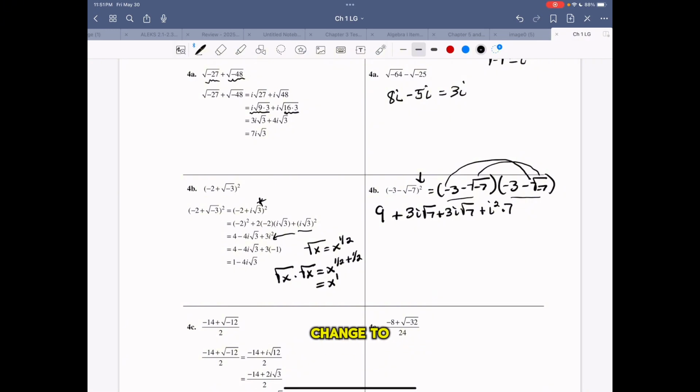So this is going to change to -7 because i squared, let me write it down here, i squared is equal to -1. So this will be 9, right? And then it'll be plus 6i square root 7. So this should be, let me just make sure, I just want to look at the end result. Yes, so it's going to be 2 plus 6i square root 7. And that is your result.